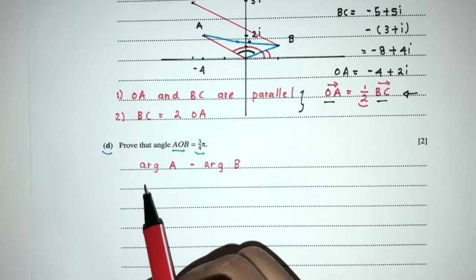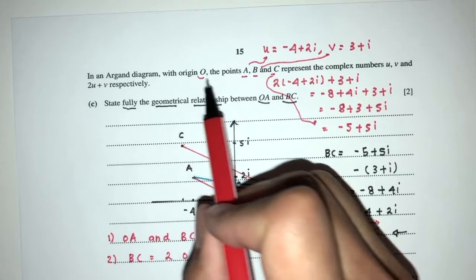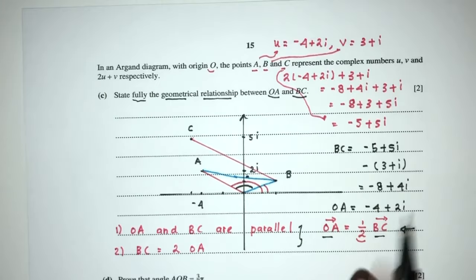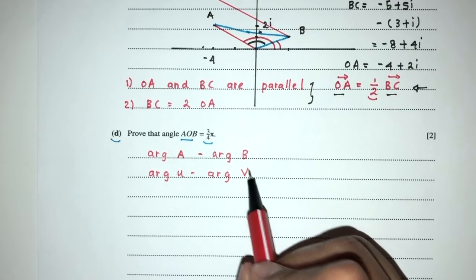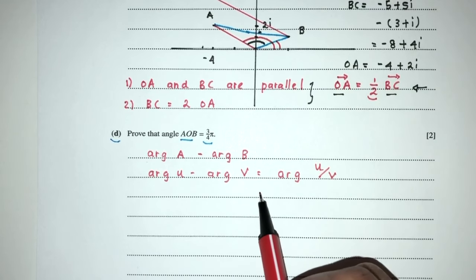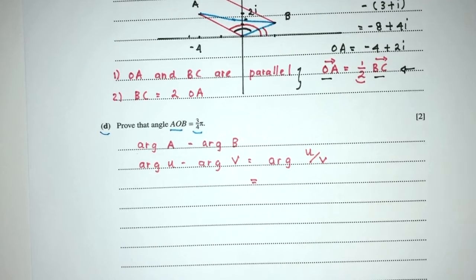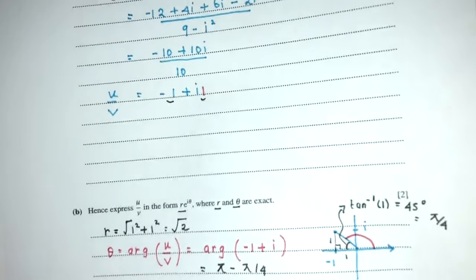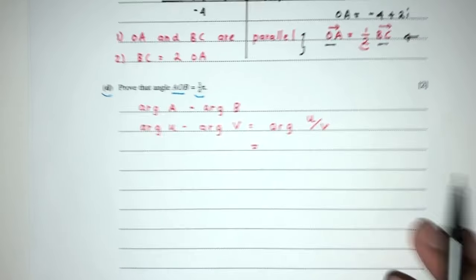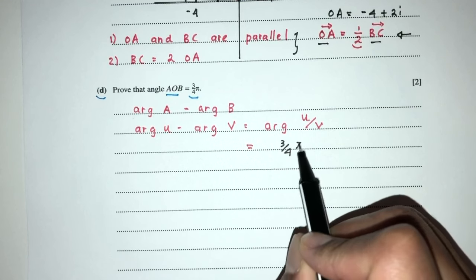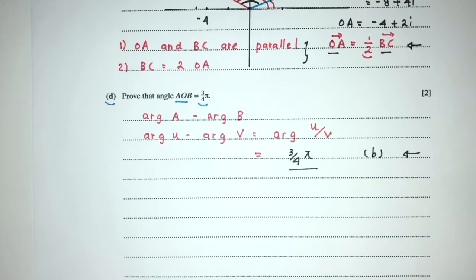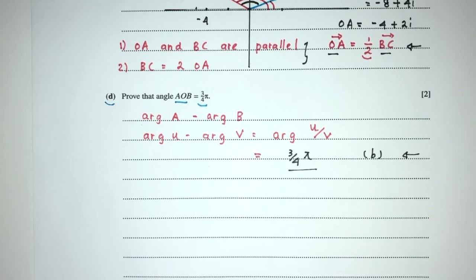Now if you realize that A is represented by U, so argument of U minus the argument of B, and B is V, it's the same thing as saying argument of U over V. We have done this before. When you have to find the argument of U over V, you got the answer here. Same thing here, it will be 3 over 4 pi from part B. We derived this already. So that will be part D of the question, and that will be your question number 8.